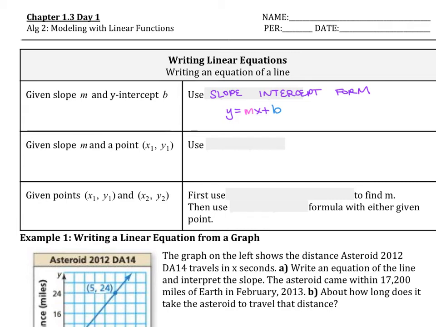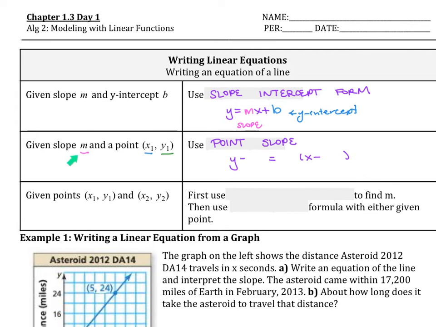Chapter 1.3, Day 1, we're looking at modeling with linear functions. First, we're going to review how to write linear equations. For a given slope, m, and y-intercept, b, we're going to use slope-intercept form. And remember, the m that's multiplied to the x is our slope, and b is our y-intercept. That's where it hits the y-axis.